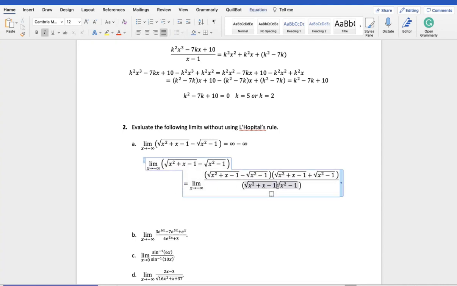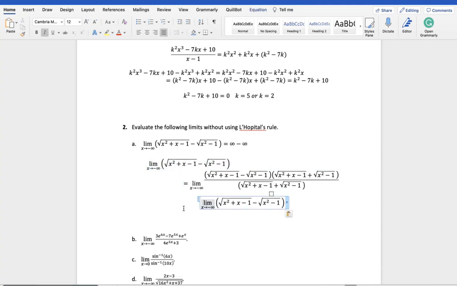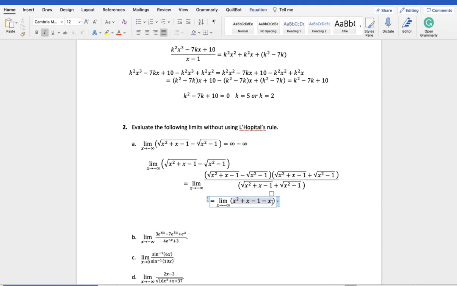So yes, you multiply and divide by the conjugate, right? And then when you do that, what you get in the numerator, when the two brackets multiply, you will get x squared plus x minus 1 under the square root sign squared, which will just give you x squared plus x minus 1, minus the second square root squared, which will just give you x squared minus 1, right? So that's for the numerator.